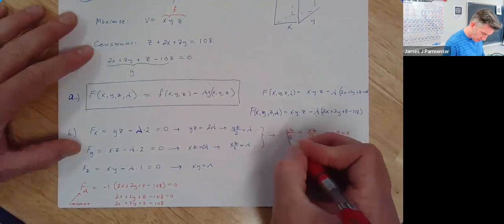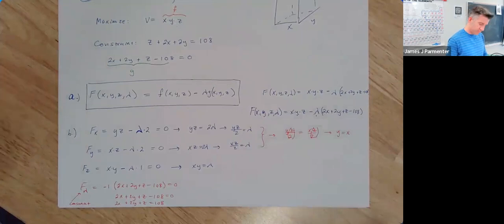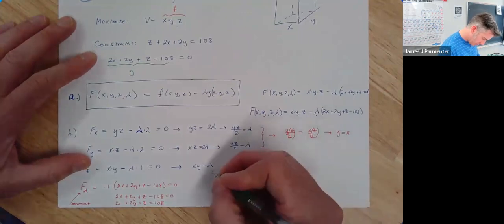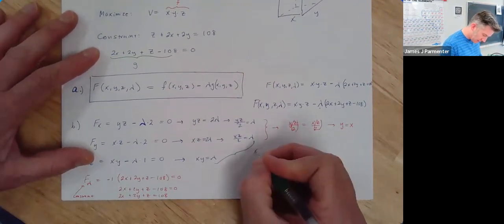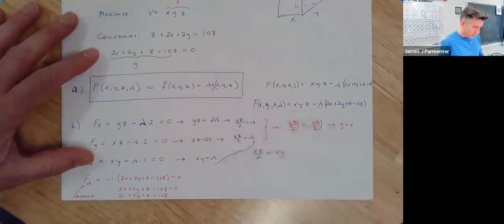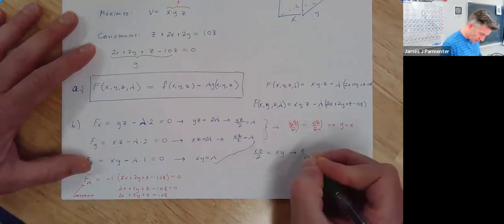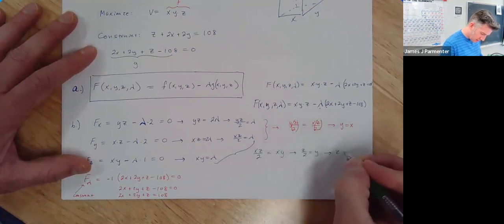Right? z over 2 is the same no matter what. So if these products are equal to each other, you have to have x and y equal to each other. And then let's use these 2 here. Let's set those 2 lambdas equal to each other. I get xz over 2 equal to xy. Again, divide out the x's on both sides. You're going to get z over 2 equal to y, or z equal to 2y.